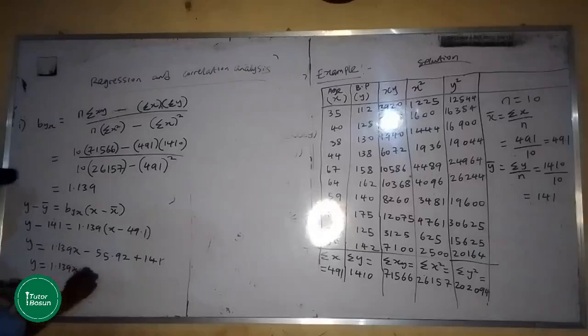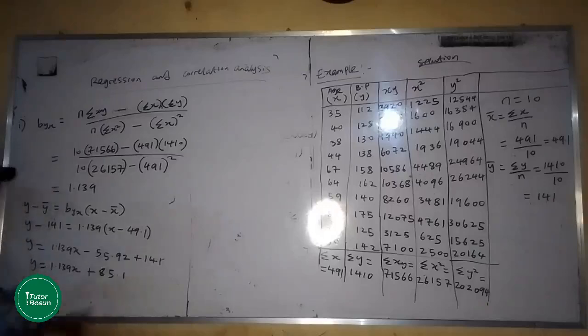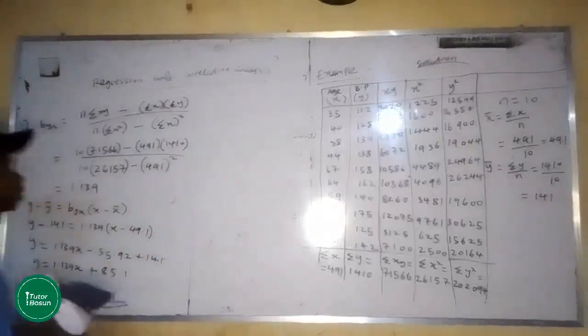So finally we have y equals 1.139x plus 85.1. Rounding this up to 2 decimal places, you can say it is equal to 1.14x plus 85.1. So this is going to be our regression model.